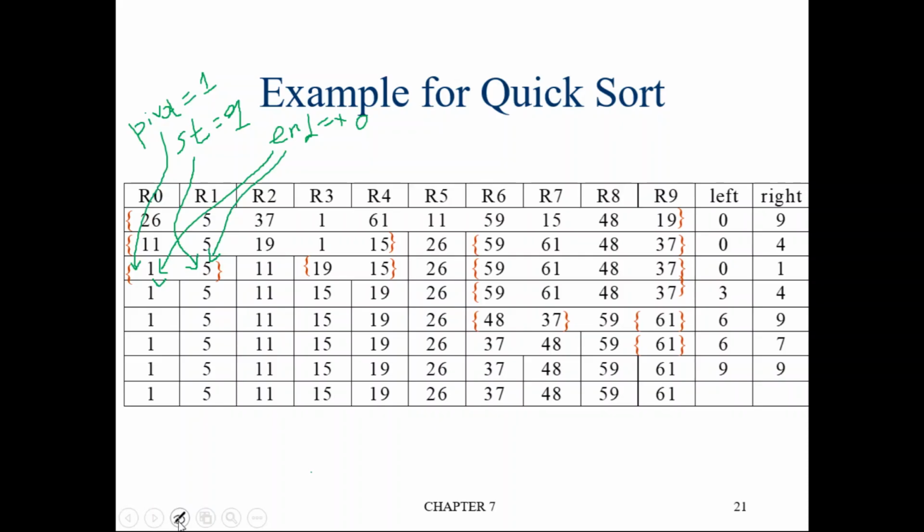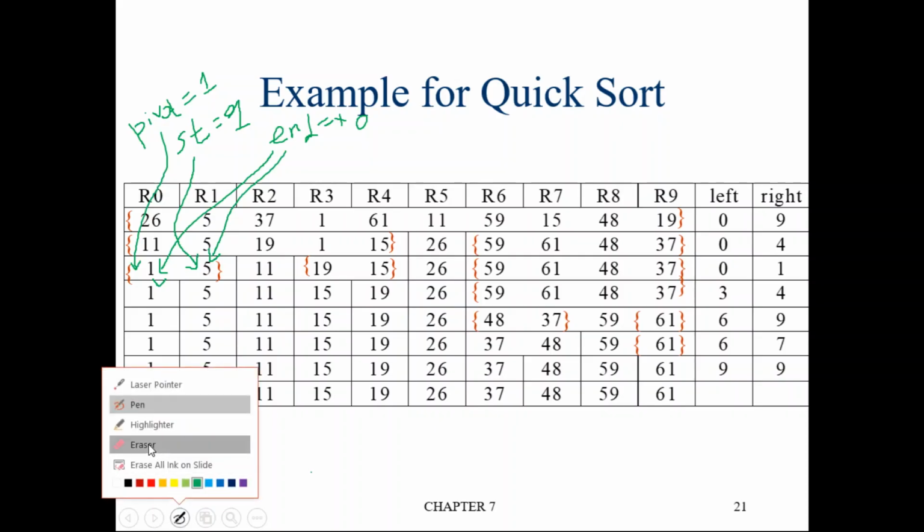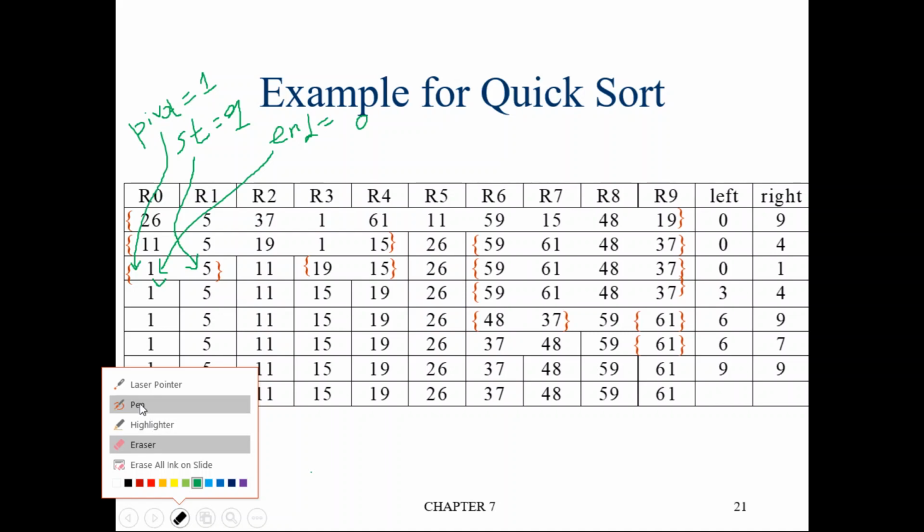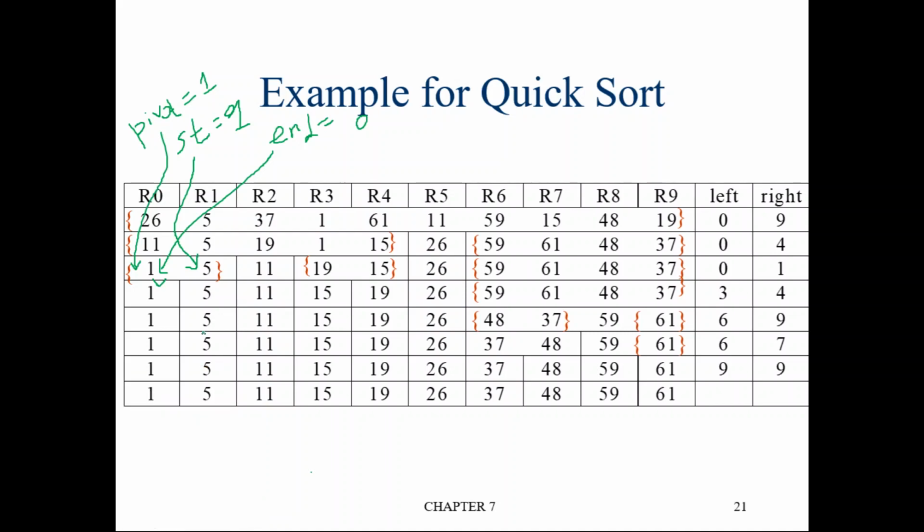So now where is start pointing and where is end pointing? Now start is 1 and end is 0. Is start less than end? No, start is not less than end. Start is greater than end. If start is greater than end, then what should we do? The element at end location should be replaced with pivot element.